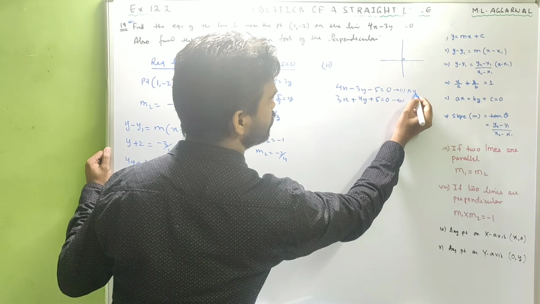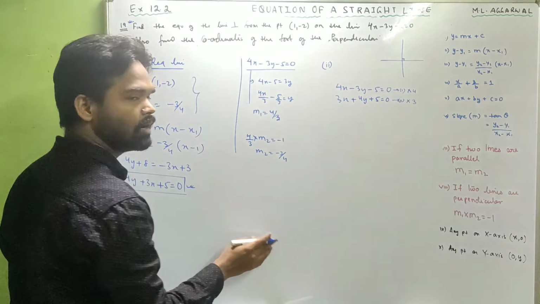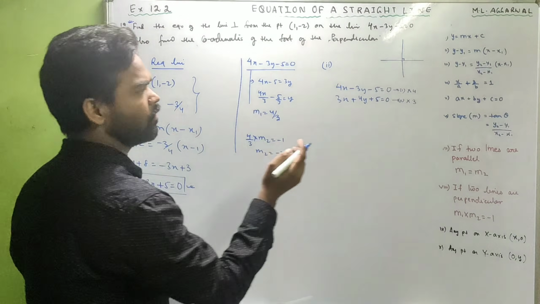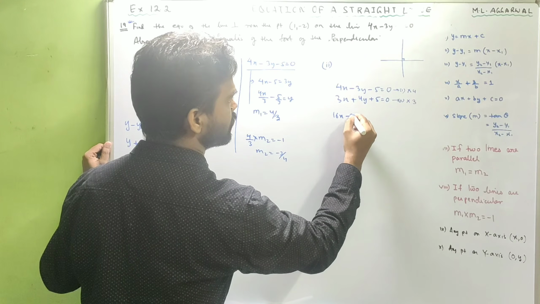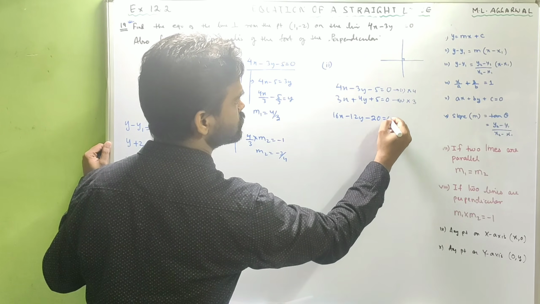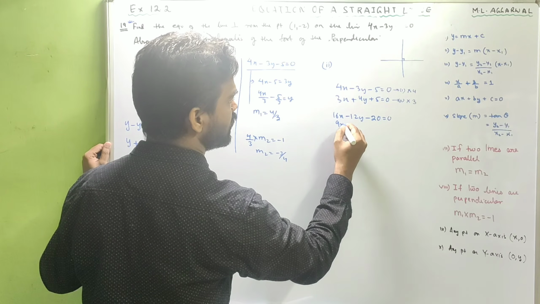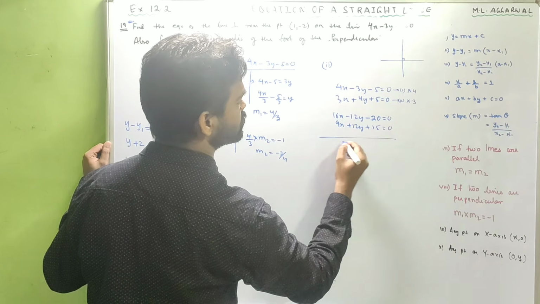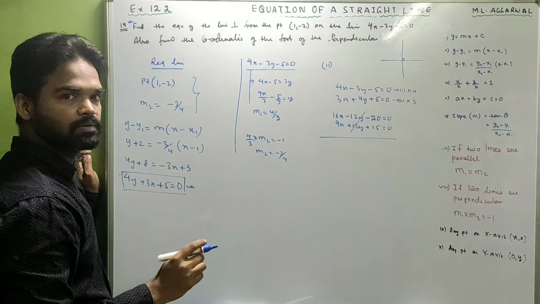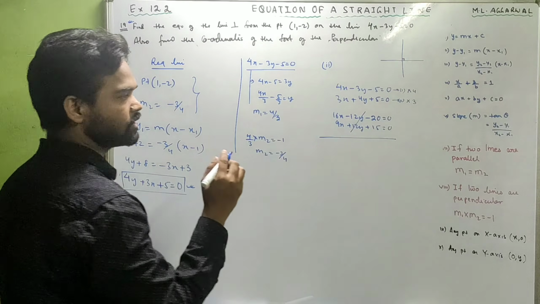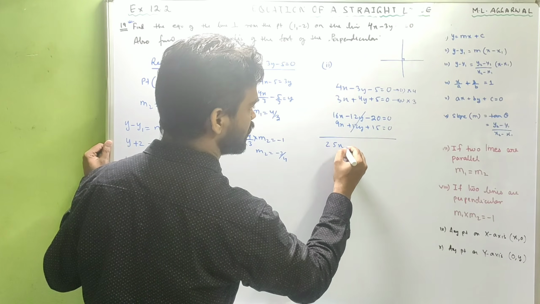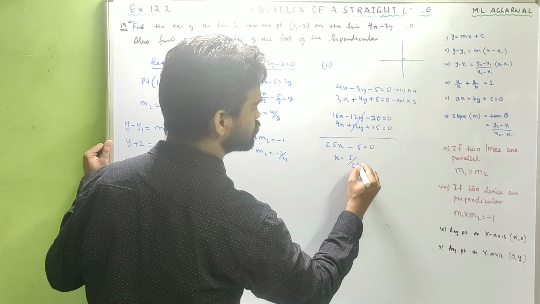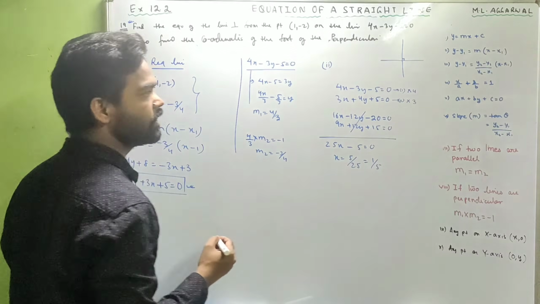Suppose I multiply this by 4 and I multiply this by 3. I'm doing it by the elimination method. I'm trying to eliminate y. You can do it by any method you wish. So that's 16x minus 12y minus 20 equals 0. That's 9x plus 12y plus 15 equals 0, which means this cancels out. 16 plus 9 is how much? 25x, and this is minus 5 equals 0, or x equals 5 by 25. That's 1 by 5. Done.